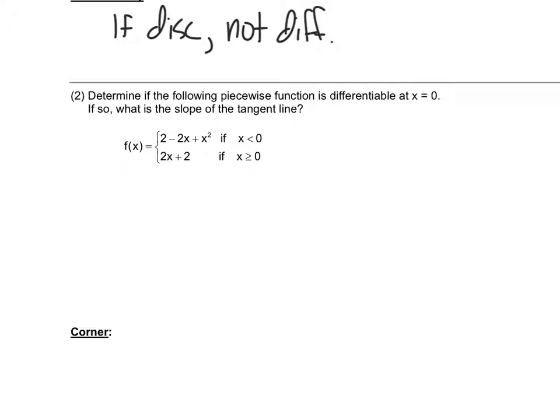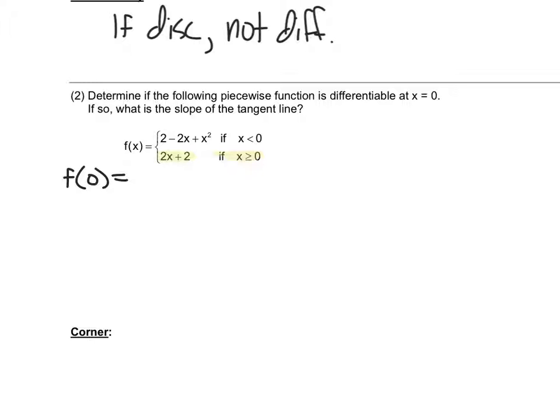So we start the same way. We address continuity, right? So f of 0, and that's our first place to start. Because again, if it's not continuous, we don't even bother. f of 0, well, the relevant function would be this one.